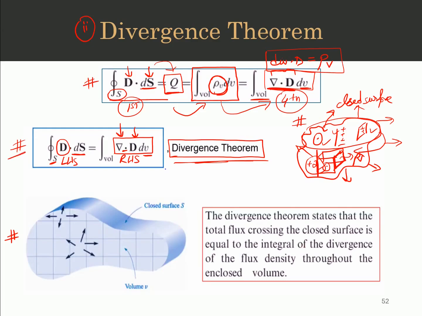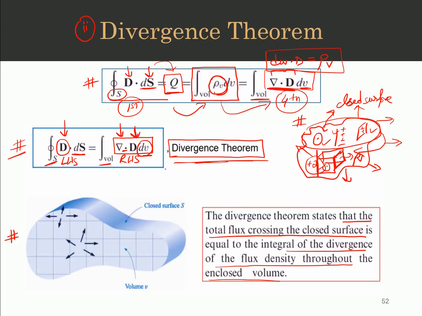So first let's read this out. The divergence theorem states that the total flux crossing through the closed surface, so what does it mean? This is the total flux which is crossing through this closed surface, and it is equal to the integral of the divergence of the electric flux density throughout the enclosed volume. So this is equal to the integral of the divergence of the flux throughout this volume, or the integral dV.